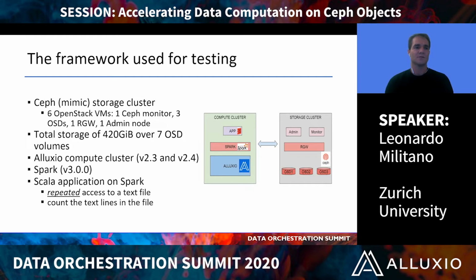In particular, it was an application that was accessing a text file and counting the lines of the file. What specifically was of interest for us is how it performs when you have repeated access to the same file. This is important to mention because in this case, we found out that Alluxio really brings some benefits, if we repeatedly access the same file and repeatedly do the same analytics.